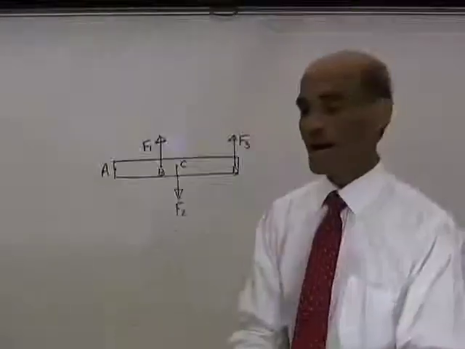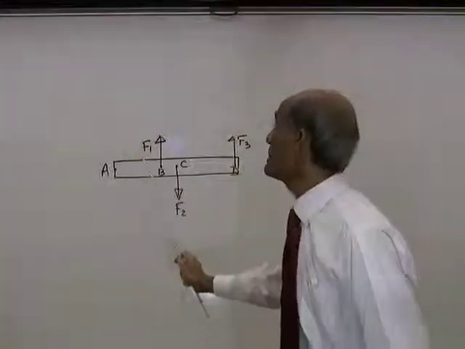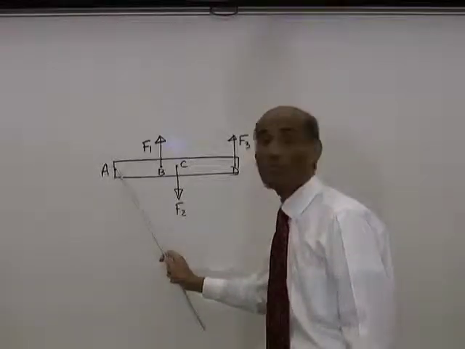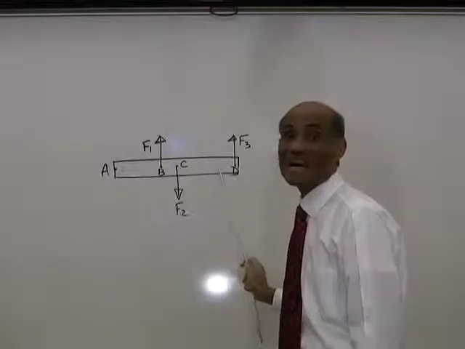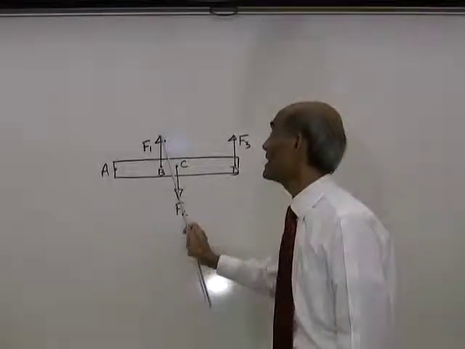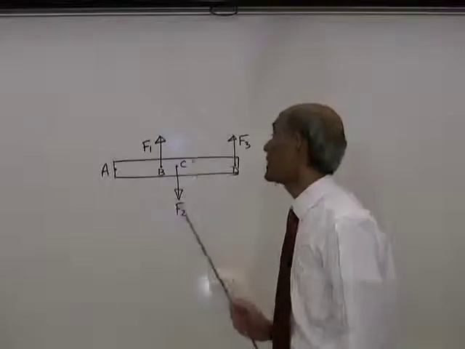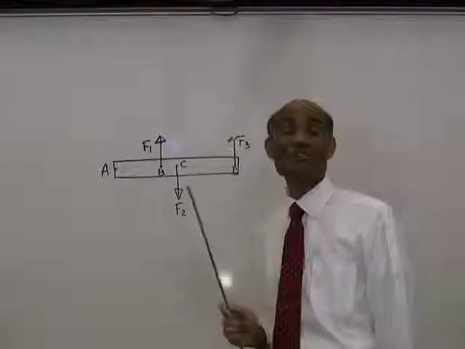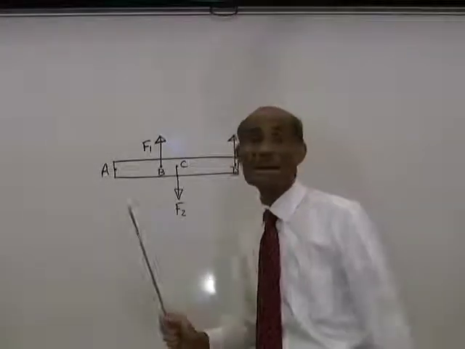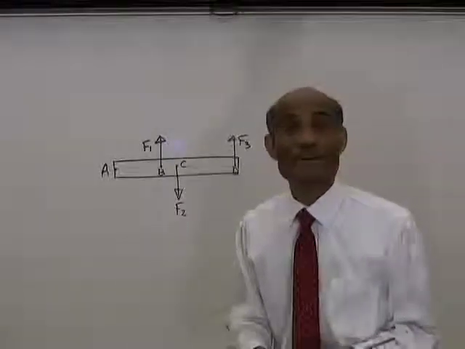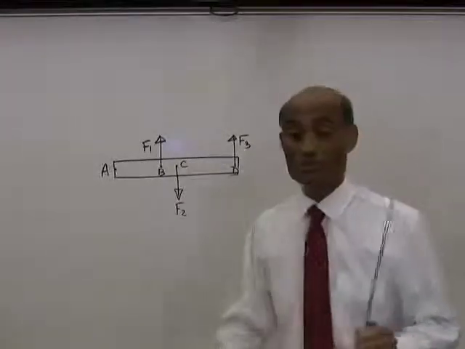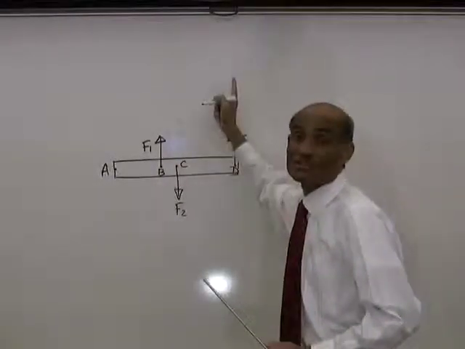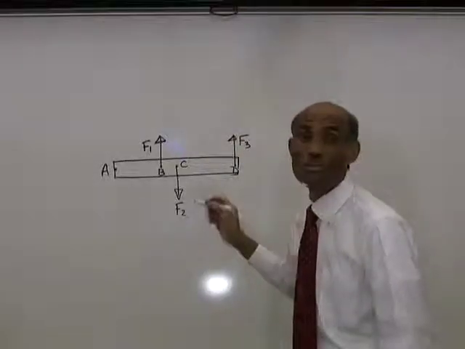Alright, let me try to explain. I have represented a beam here. I have marked points A, B, C and D. And there are forces F1, F2 and F3 acting at points B, C and D. If this object has to remain in equilibrium, it means the sum of the forces must be equal to 0. Now, if an upward force is positive, a downward force is negative.